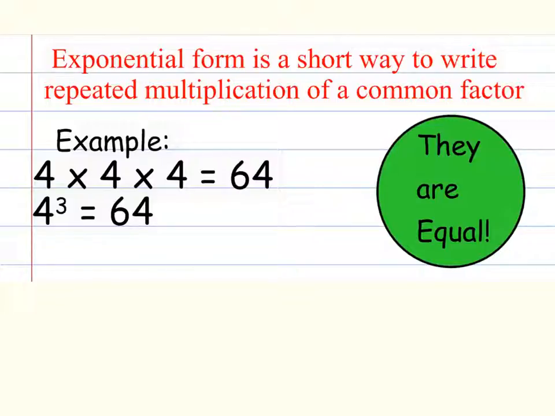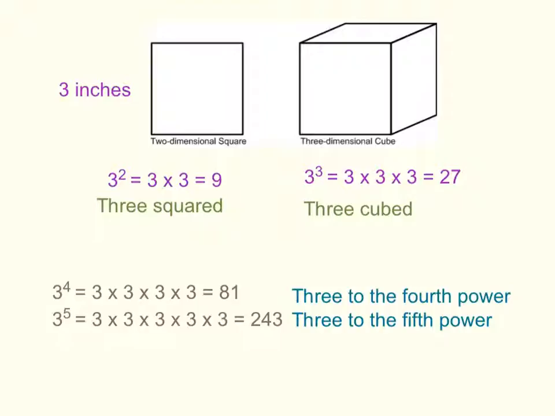So, looking at another sample, 4 times 4 times 4, you can see that you're going to have the same solution, product, or value when you write it both ways. You can say 4 to the 3rd power is 64, or you can say 4 cubed. This leads us right into how we say different exponents.